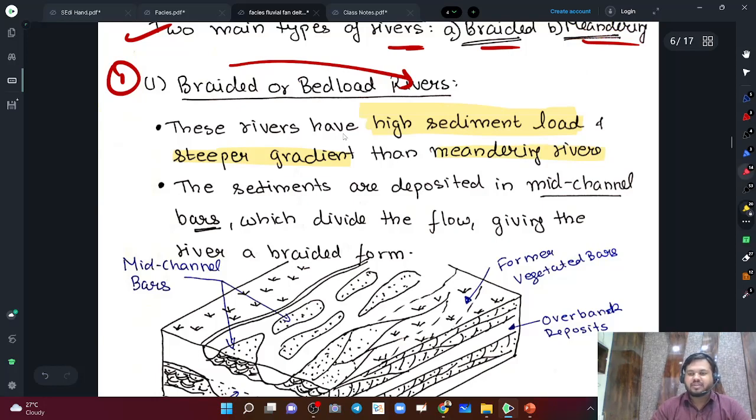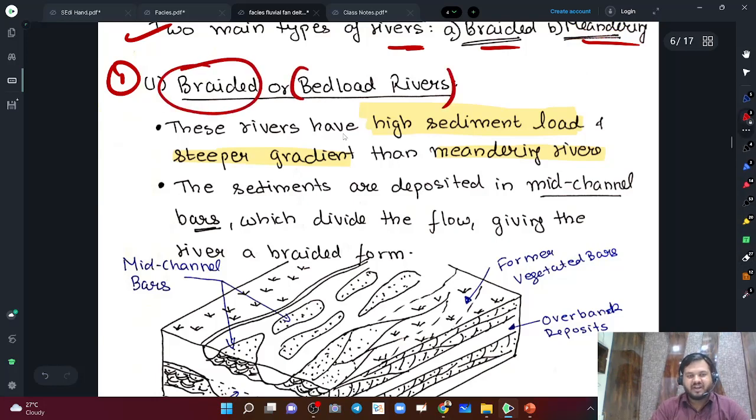So if somebody reads books, you don't have to read the book, but if somebody reads, then these braided channels are also known as bed load rivers, right? Now suppose UPSC asks you the difference between bed load and mixed load river channel, right? You should know that the braided river channels are known as bed load rivers also, right?